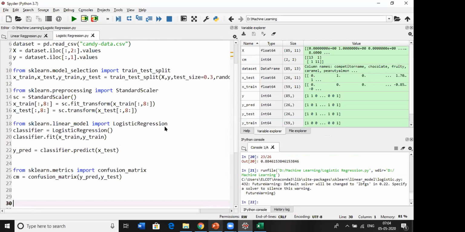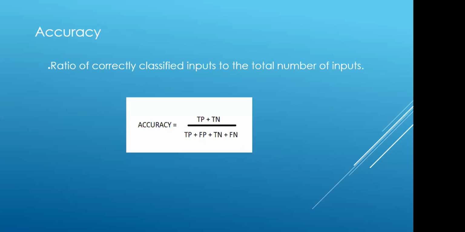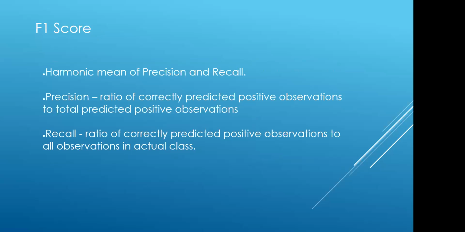Also, one more thing I want to tell you. We have the F1 score. F1 score is nothing but the harmonic mean of precision and recall. Precision means the ratio of correctly predicted positive observations to the total predicted positive observations, and recall is the ratio of correctly predicted positive observations to all observations in the actual class.